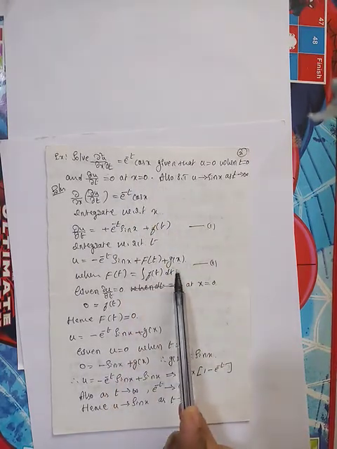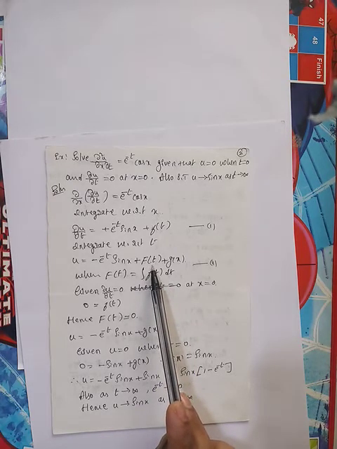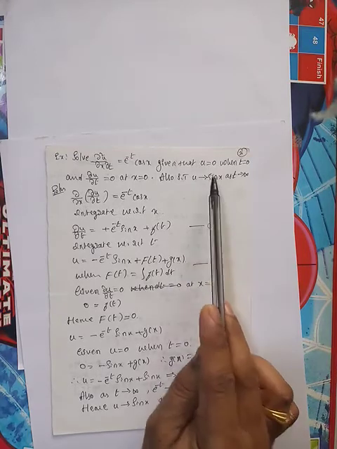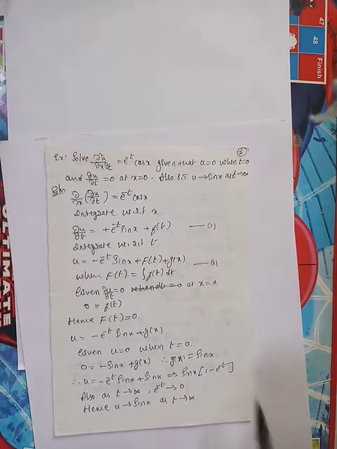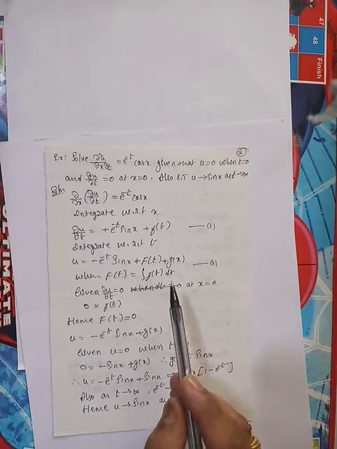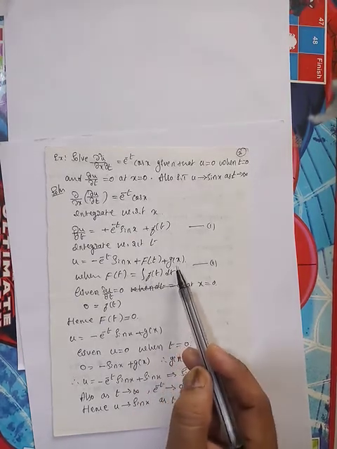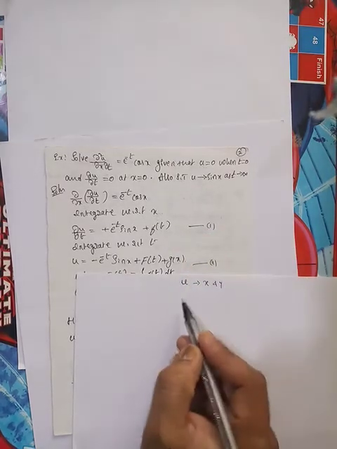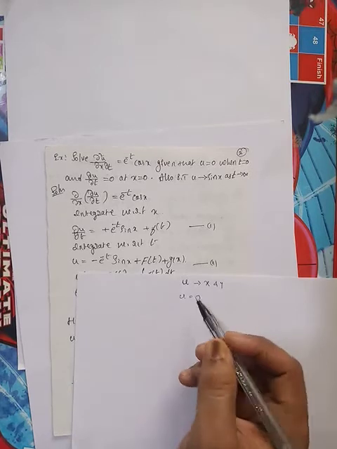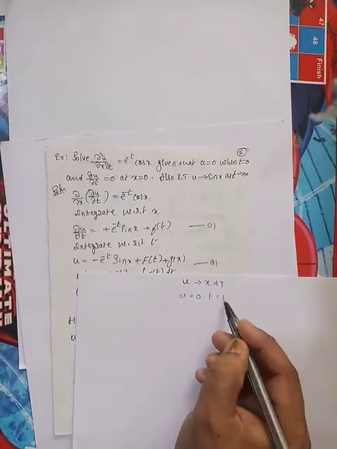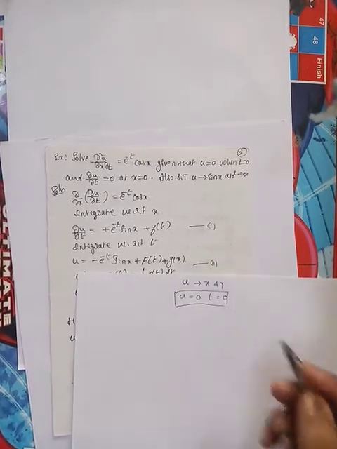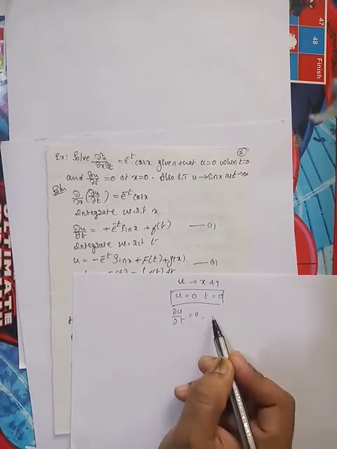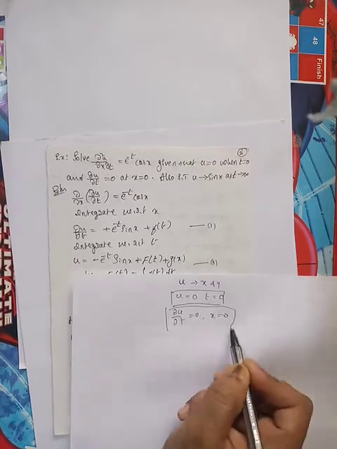Now this solution contains the arbitrary function of t and the arbitrary function of x. Now, by using the given conditions, we are going to find the values of the arbitrary functions. The first condition is u equal to 0 at t equal to 0. The second condition is ∂u/∂t equal to 0 at x equal to 0.